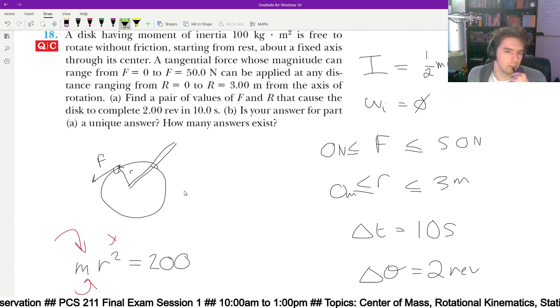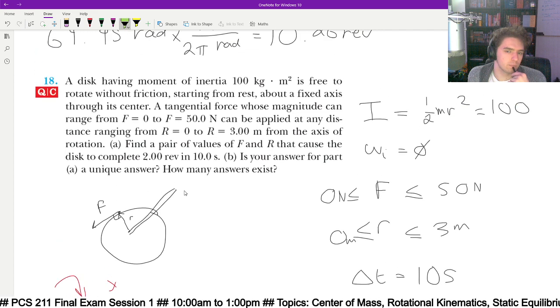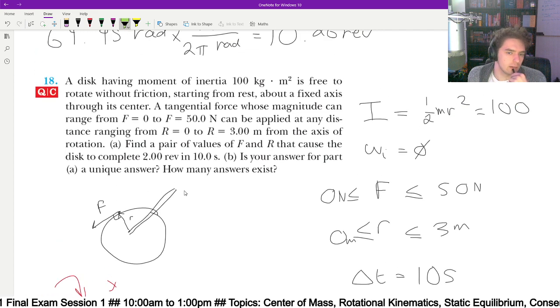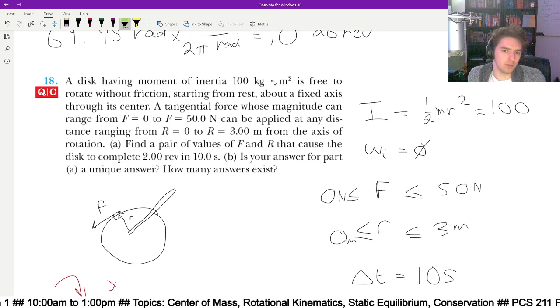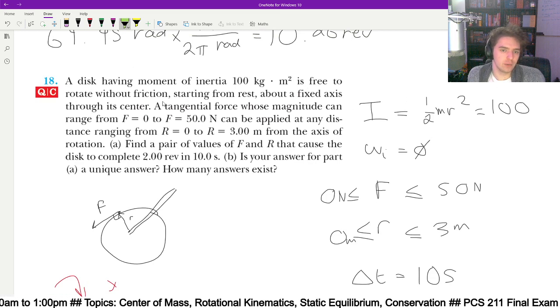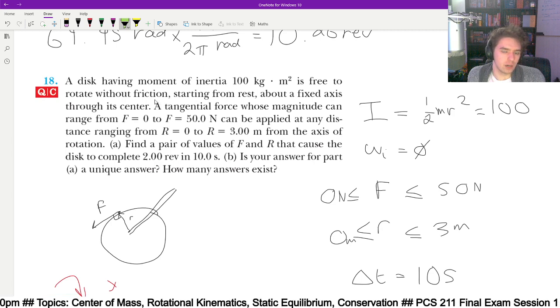What if we used... No, that wouldn't do anything. Am I not using some information here? A disk having a moment of inertia of that, I use that. Free to rotate without friction, starting from rest.